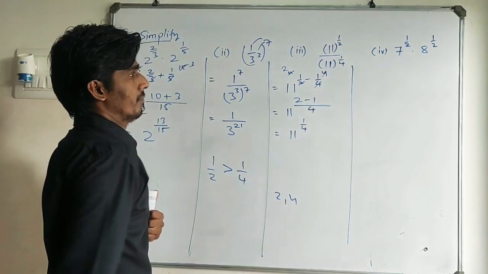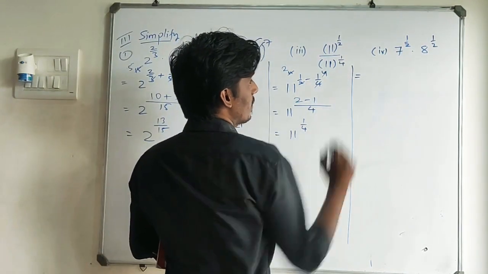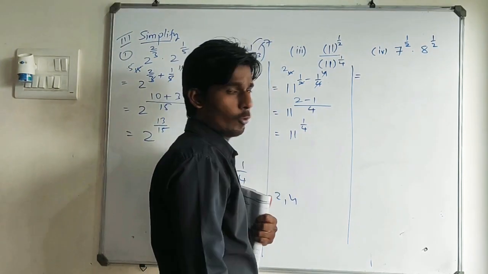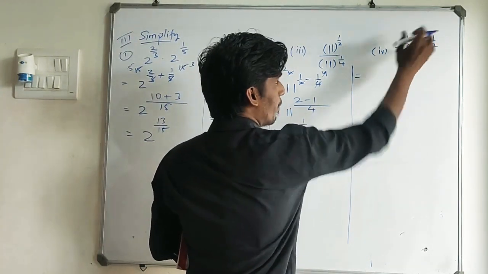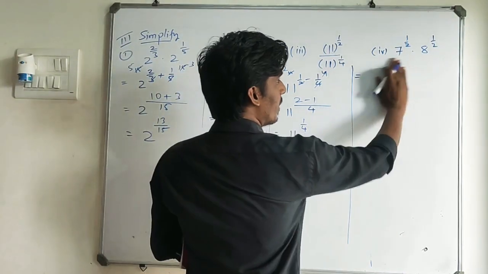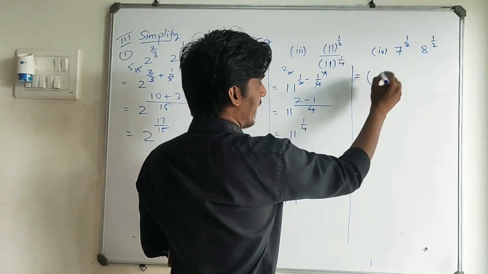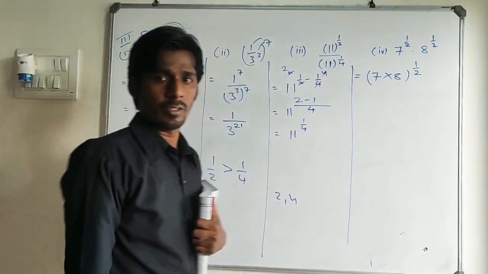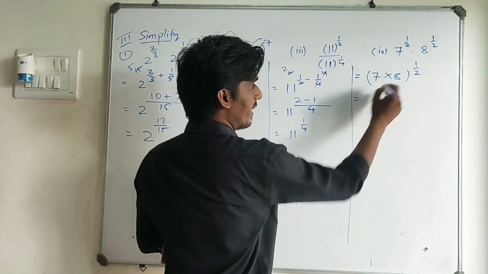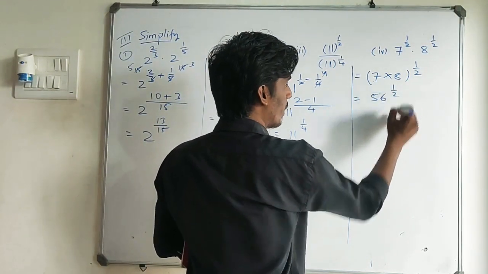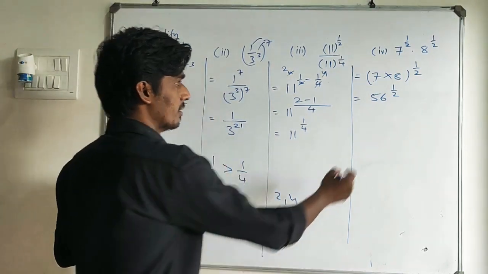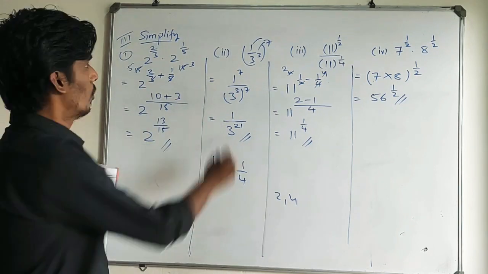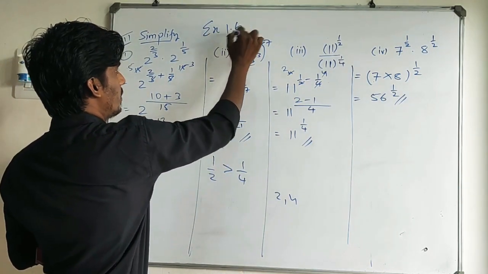And the last one, 7 raised to 1 by 2, 8 raised to 1 by 2. Now as per the fourth rule, here the numbers are different but the powers are same. When the numbers are different but the power is the same, we can write this as 7 into 8, whole raised to 1 by 2. Now 7 8s are 56, raised to 1 by 2. So this is our answer. Last one. So this is the way we can solve the whole exercise 1.6.